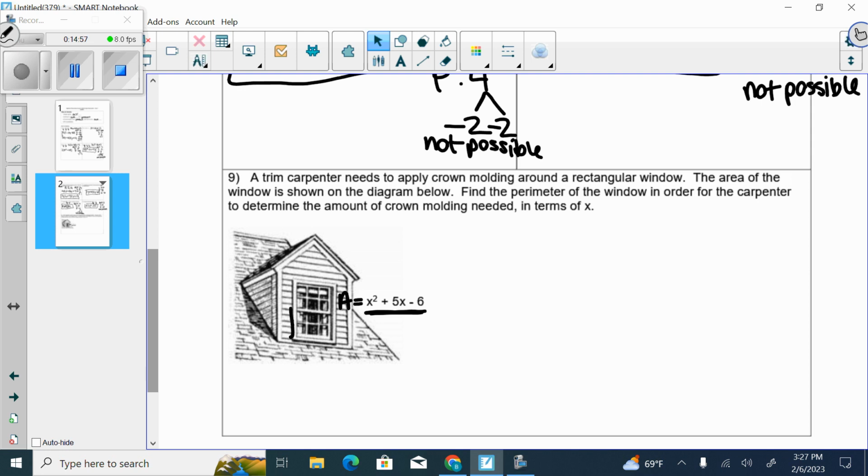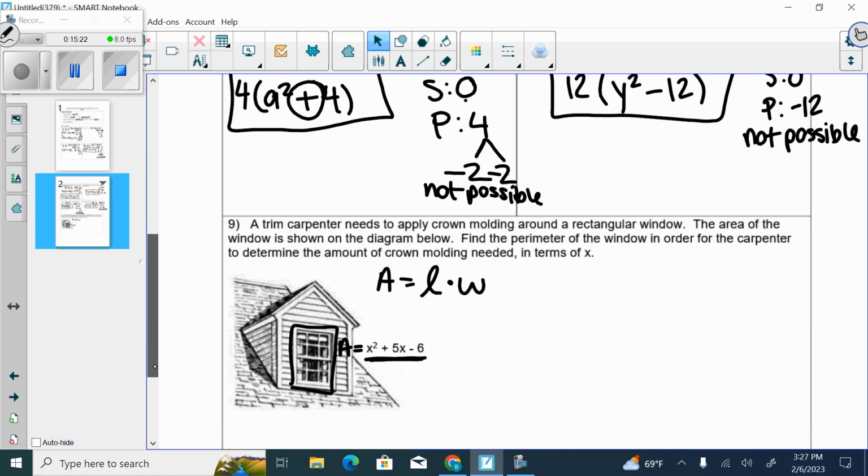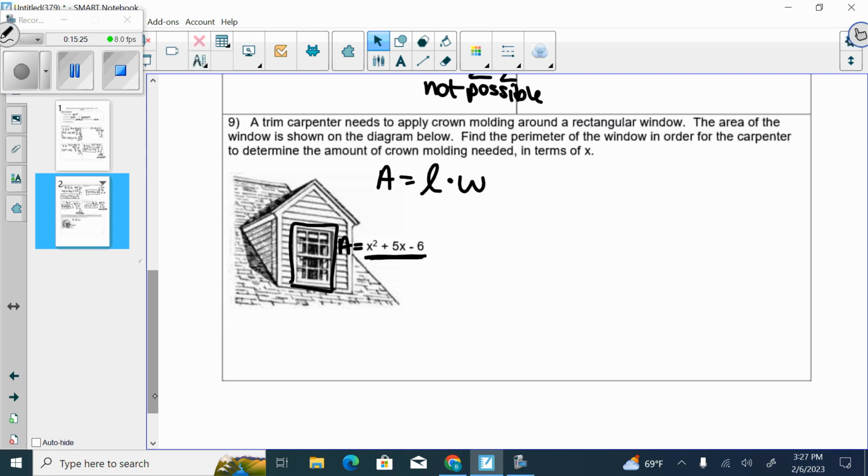Well, this window is what kind of a shape? Rectangle. How do you find area of a rectangle? Length times width. Okay. So I need something times something. Well, when we found all of our factors before, we end up with something times something, right? 2 parentheses. So all we need to do is factor this right here. So first thing we look for is a what? GCF. Do we have one? Okay. So what's the sum? Good. And what's the product?